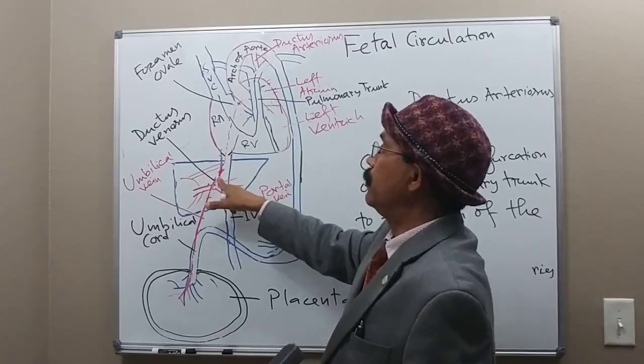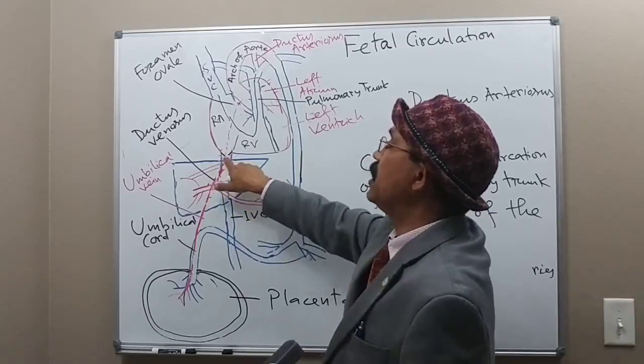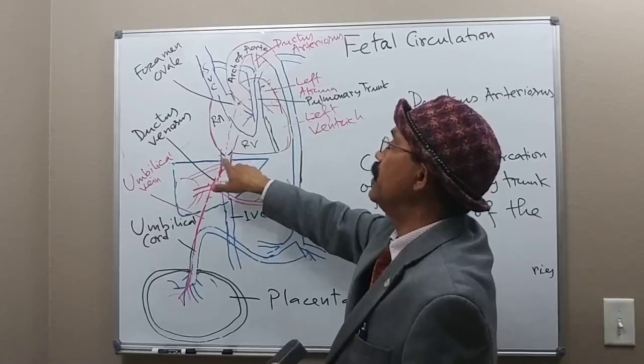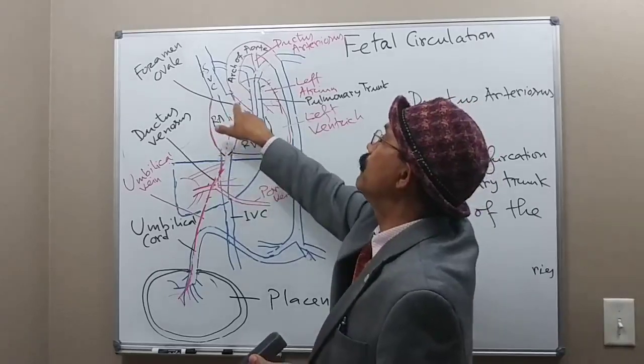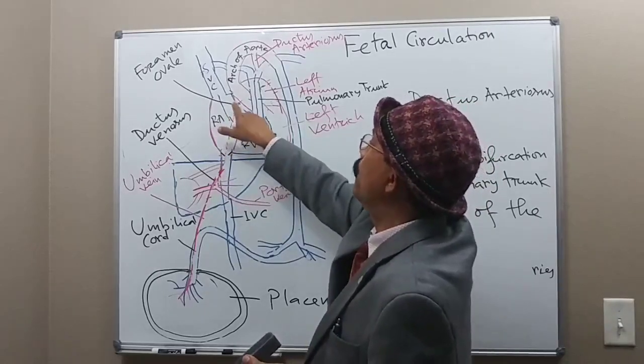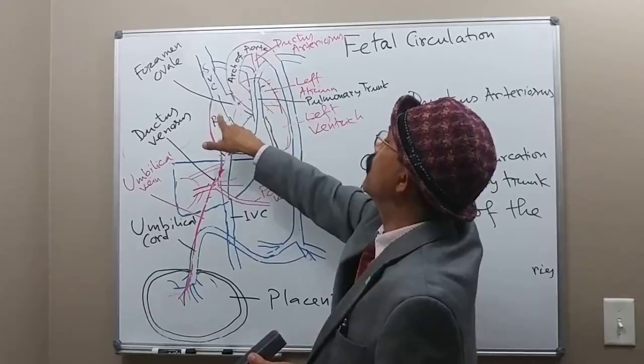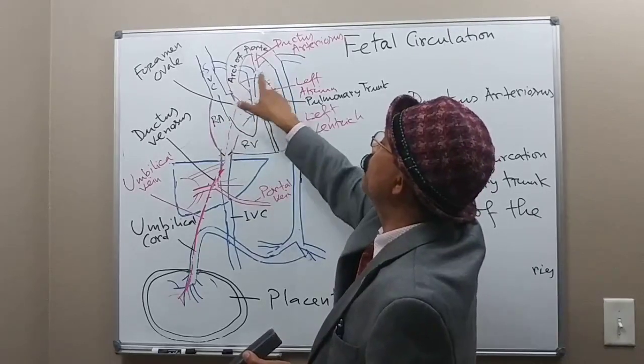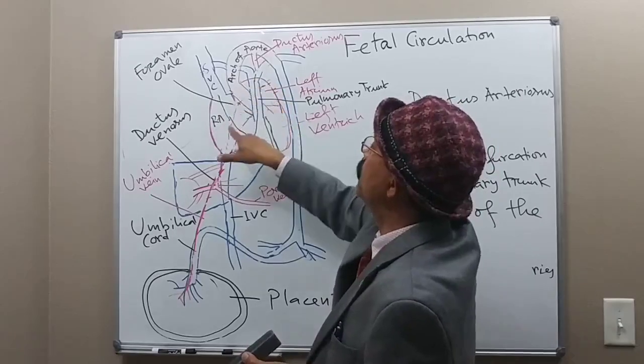This is the ductus venosus. Then there is an active valve in the inferior vena cava that guides the blood to go to the foramen ovale. Foramen ovale goes from the right atrium to the left atrium. So this is a right to left shunt.